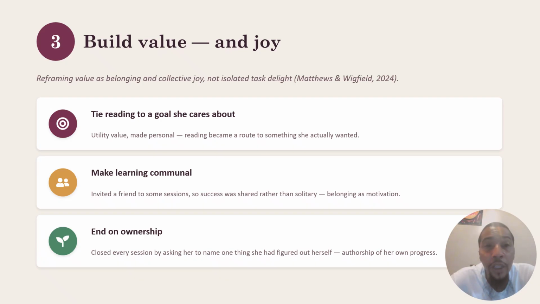I made learning communal by inviting a friend to some sessions so success was shared rather than solitary. Belonging itself became a source of motivation. And I ended every single session by asking Jada to name one thing she had figured out herself, which handed her ownership of her own progress. She wasn't being taught to read so much as discovering that she was a reader.